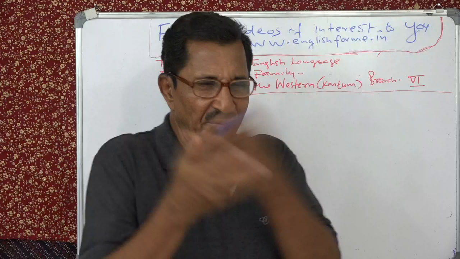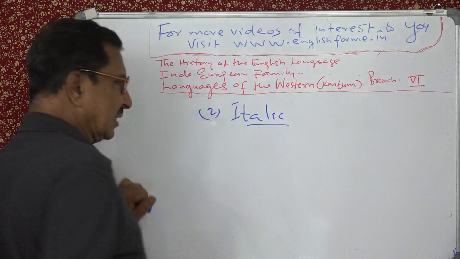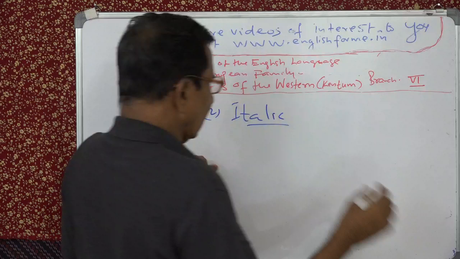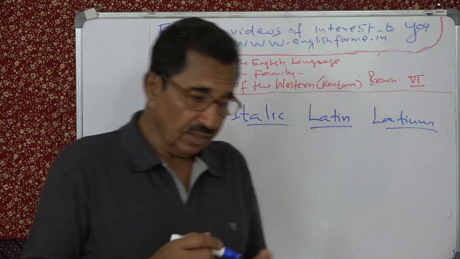Then here comes the Italic branch. From the name itself, Italic, you know, Italy. Different countries in Italy, you can see. And the most famous, the classical one, was Latin, the language of Latium. That's why it's called Latin. And again, the importance of Rome.